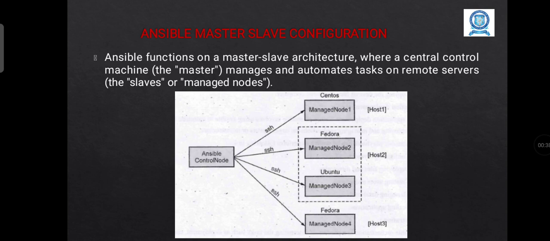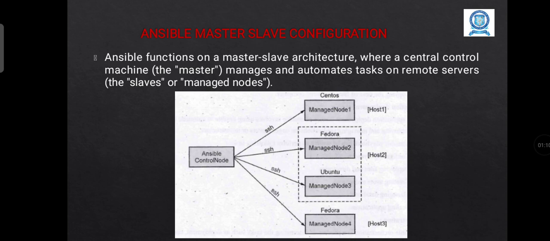In this diagram we can see the Ansible control node is the node where the Ansible will be installed, which will control and configure or do the automation on the remote connected nodes. The remote connected nodes are called as managed nodes, which will be managed by the Ansible control node. And the communication in between the Ansible control node and the managed node will be established by SSH protocol.